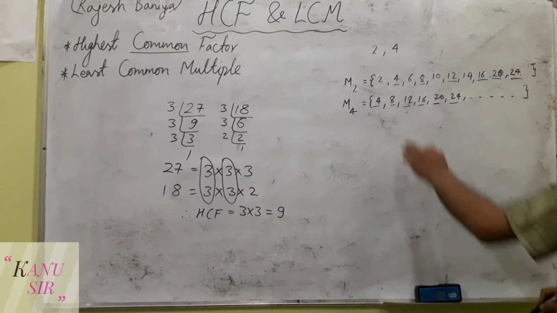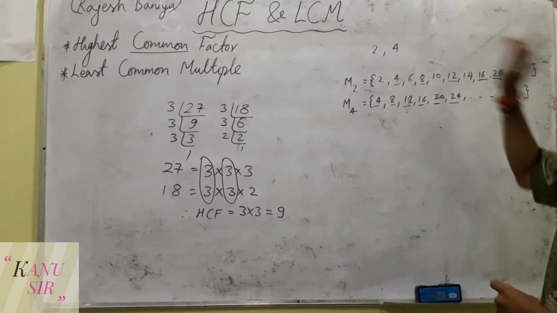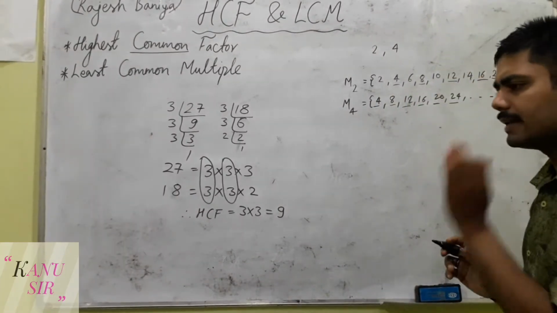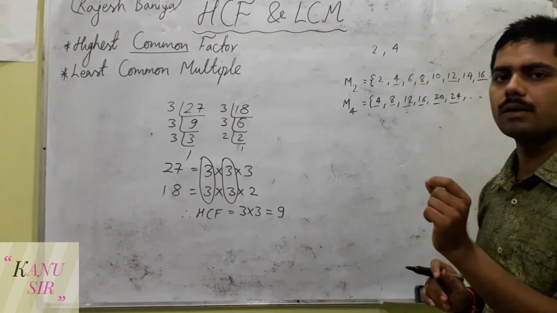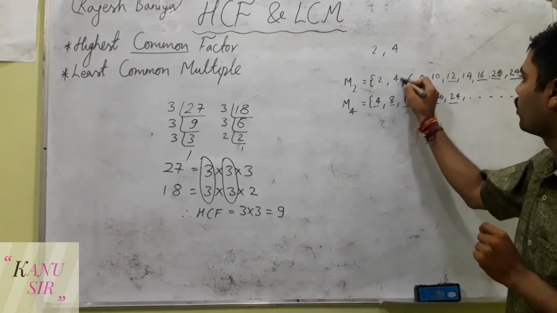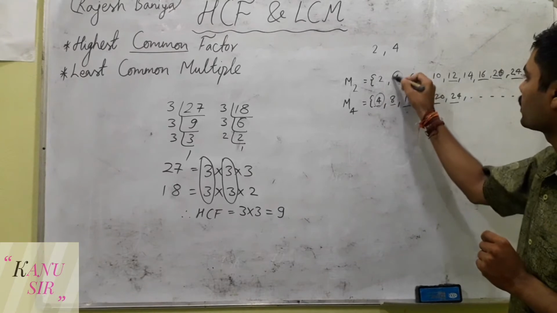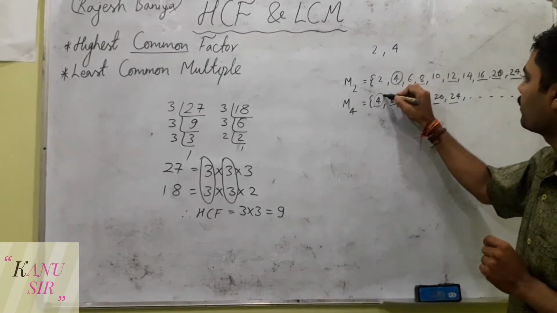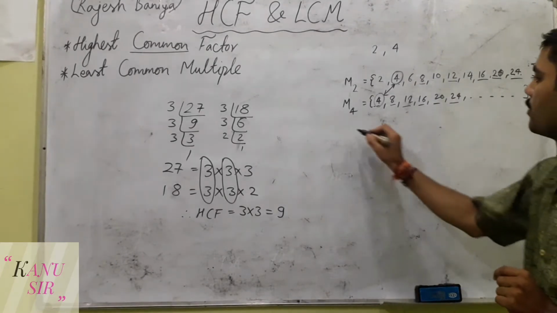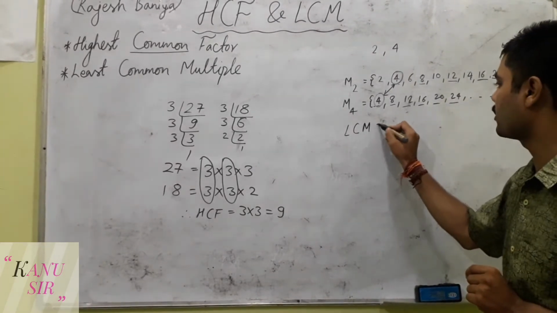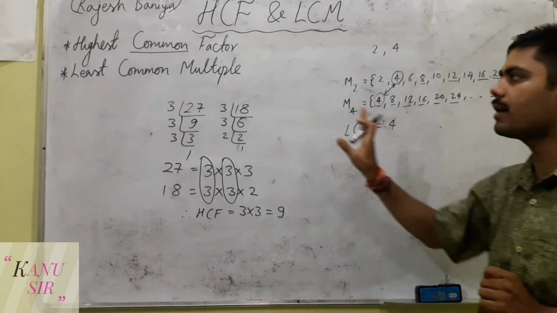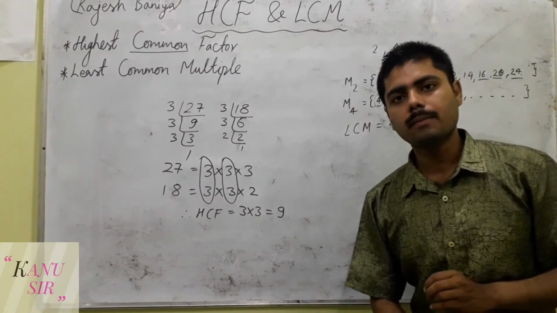Almost all the numbers in the multiples of 4 are also numbers in the multiples of 2. But the smallest number which is a multiple of both numbers is 4, and it is common to both numbers. 4 is the first common multiple for both numbers, and hence the least common multiple is 4. So this is the understanding of least common multiple.